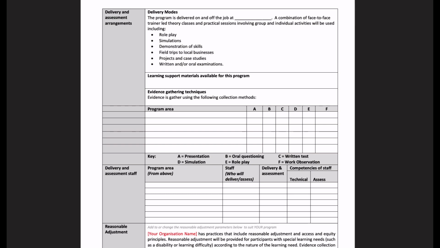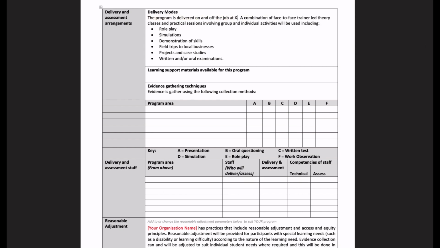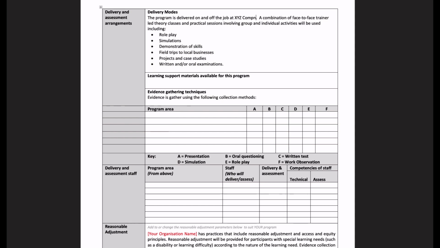So the delivery modes of the program are how the program will be delivered to your client. In this case, we're going to be delivering some at XYZ Company on their premises in Brisbane and some at my RTO, which in this case we'll just locate at Acacia Ridge. It says a combination of face-to-face trainer-led theory classes and practical sessions involving group and individual activities will be used. And then we have a list of those potential activities. Now we can change these up. I might also put in there online testing, web-based activities and so on.